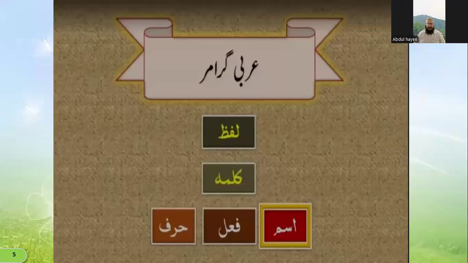Lesson 5. We saw in Arabic grammar that a meaningful word is called a kalma, and there are three types of kalma in Arabic called ism, fi'l, and harf.